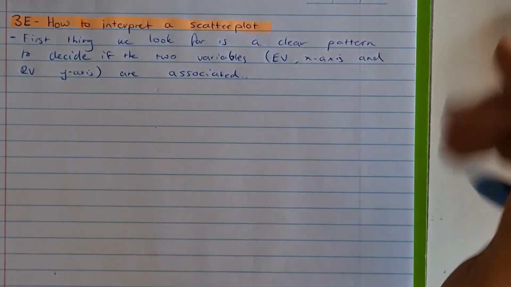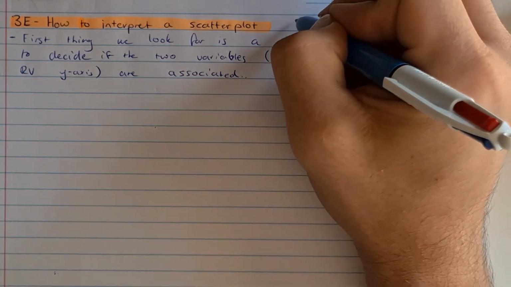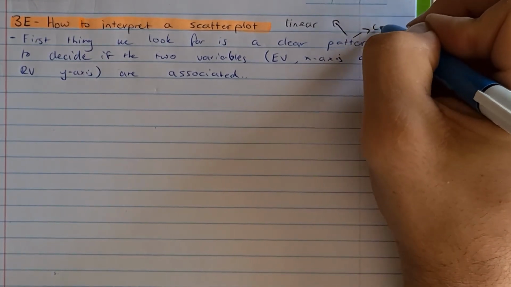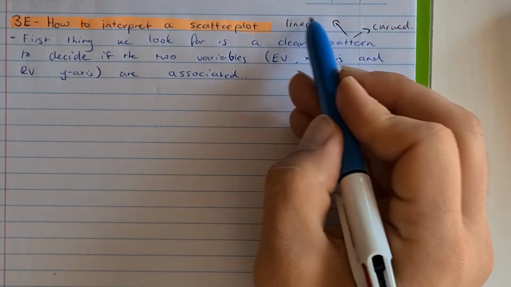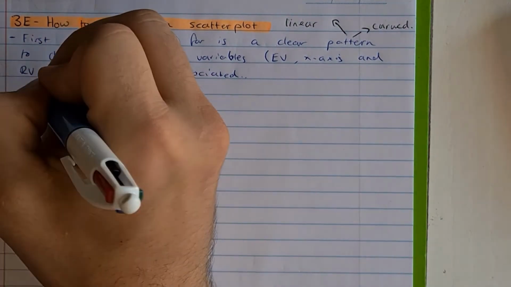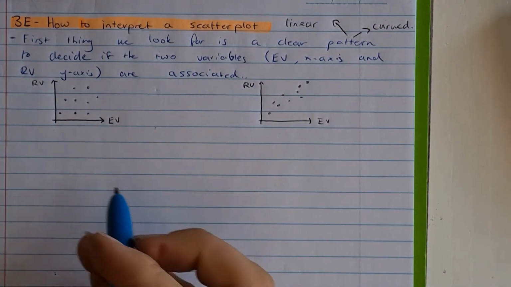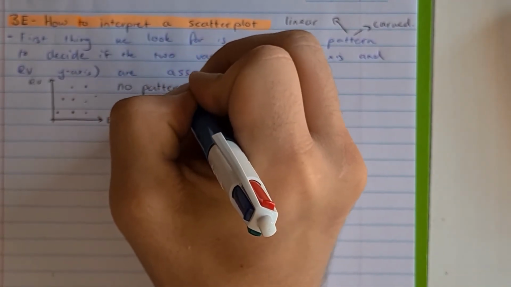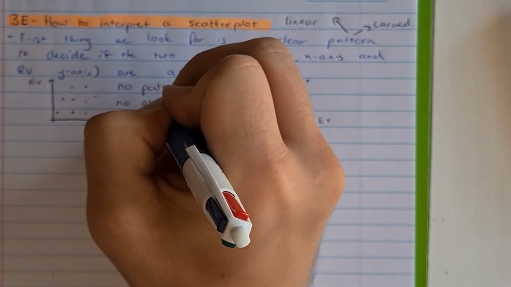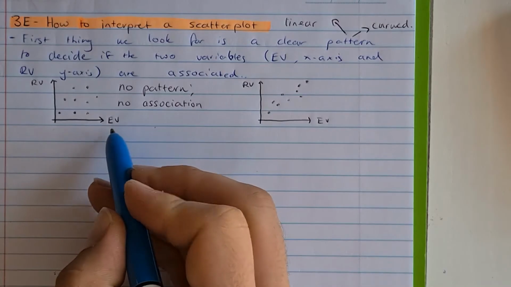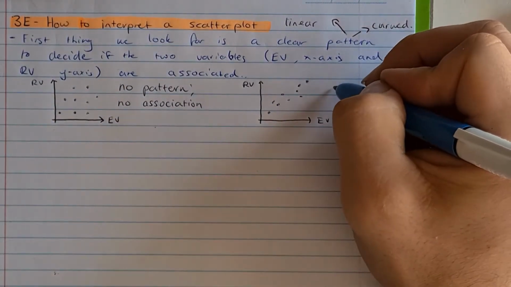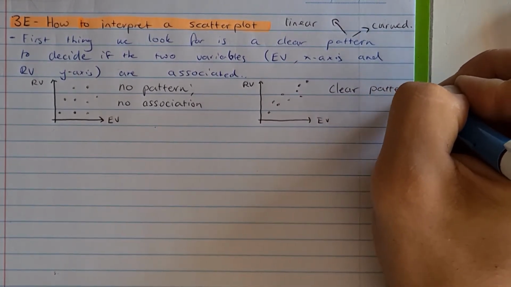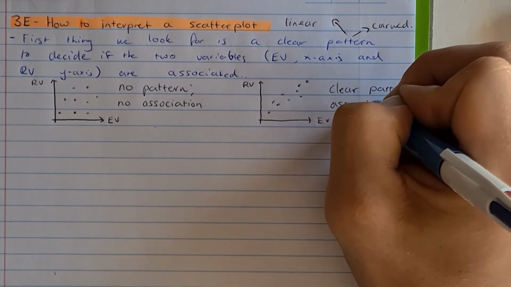And when we talk about a clear pattern, it could either be linear or curved, linear being a straight line. So looking at these two examples, this one here, there is no obvious pattern. So we say there is no association between the explanatory and response variables. Whereas this one, there is a clear pattern. So there is an association between these two variables.